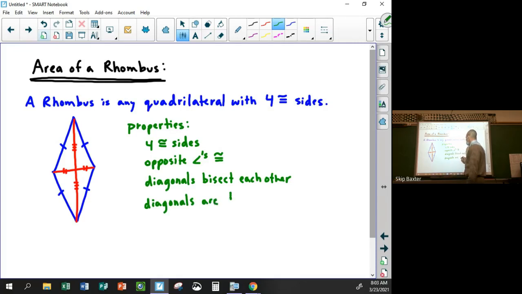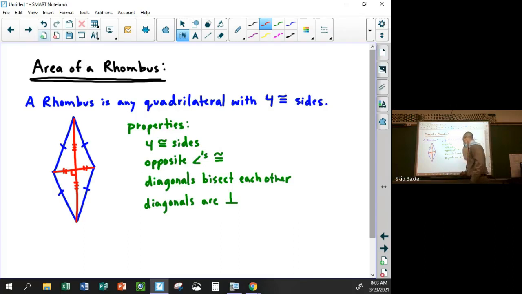And this is something that looks obvious if you draw it this way, and it doesn't look obvious if you draw it sitting on one of its sides. It doesn't look like it needs to be true, but here it definitely does, because one of the diagonals is horizontal, and the other diagonal is vertical. So of course they're perpendicular to each other. Okay, so those are the most important properties of rhombuses.